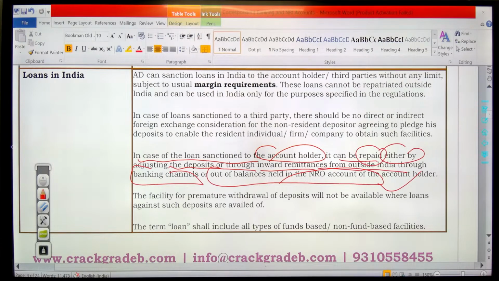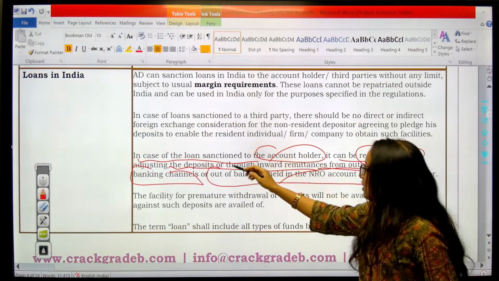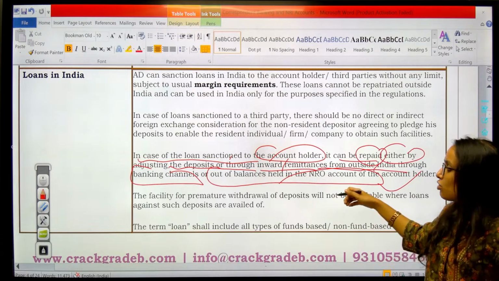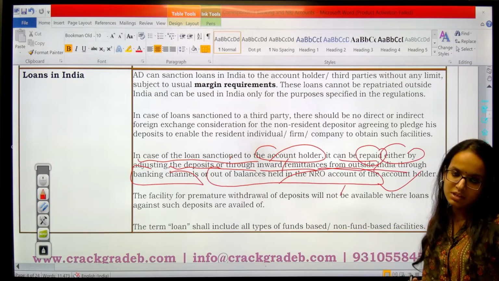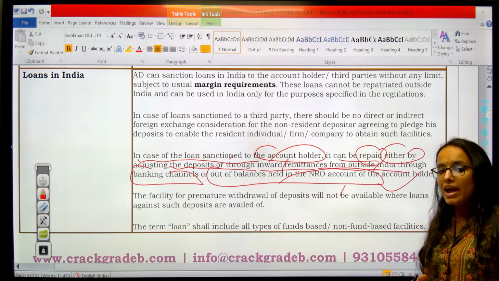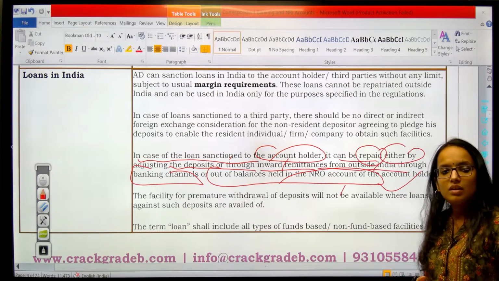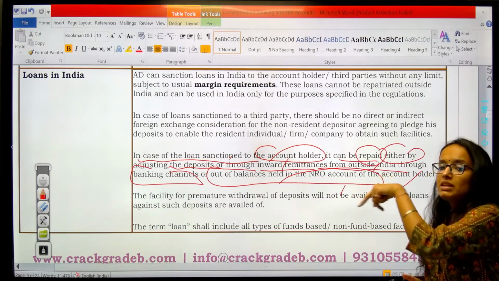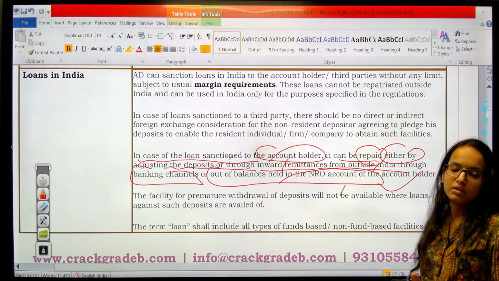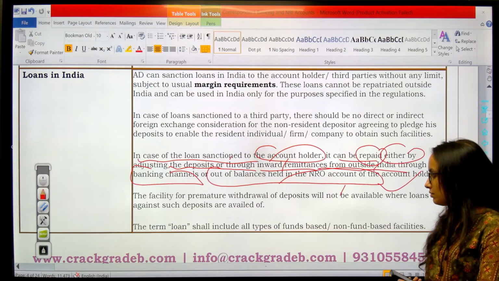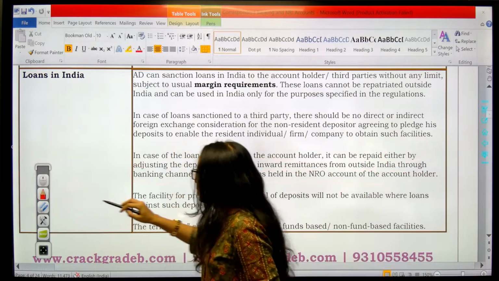So this will be the mechanism of paying back the loan, either through the deposits which are there, through the remittances the account holder is receiving, through other banking channels, or through any NRO account deposits if they are there. In any case, if the account holder has an NRO account, those deposits of the NRO account can also be used to repay the loan taken by the NRE account holder. Clear? Right? Now, next thing.